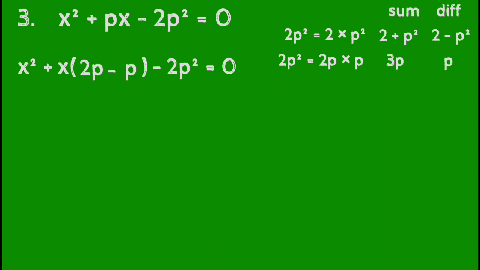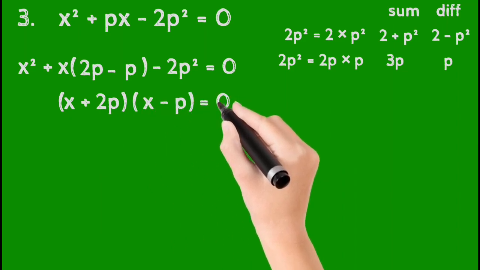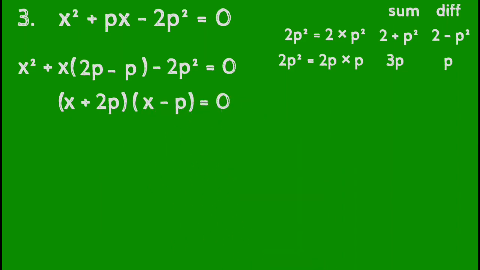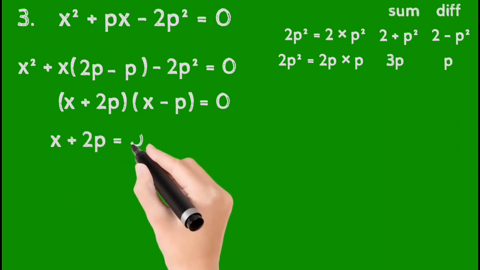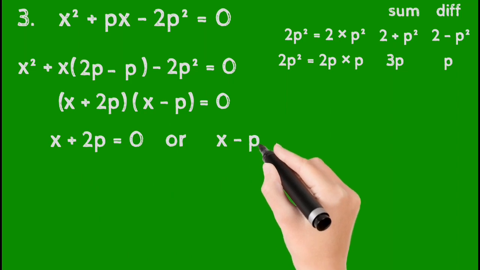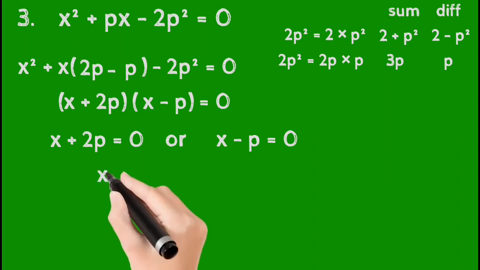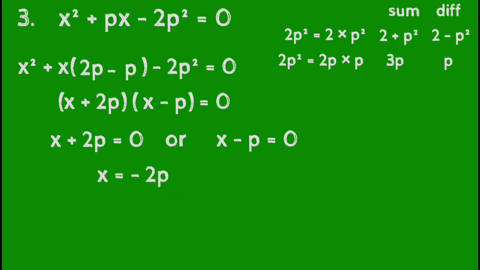Alright, now I can get the terms that go into the bracket. x and the positive 2p, x and the negative p. All of that is now equal to 0. Again, I've got two factors multiplying each other to give me 0. One of the factors must be 0. x plus 2p is equal to 0, or x minus p is equal to 0. I can actually solve this equation now in terms of p. Take the 2p to the right hand side, it becomes negative 2p, x equals negative 2p. Take the negative p to the right, it becomes a positive p, x equals p.